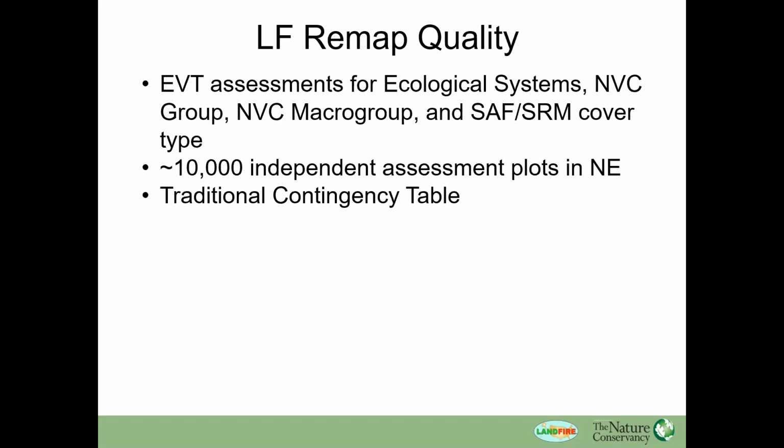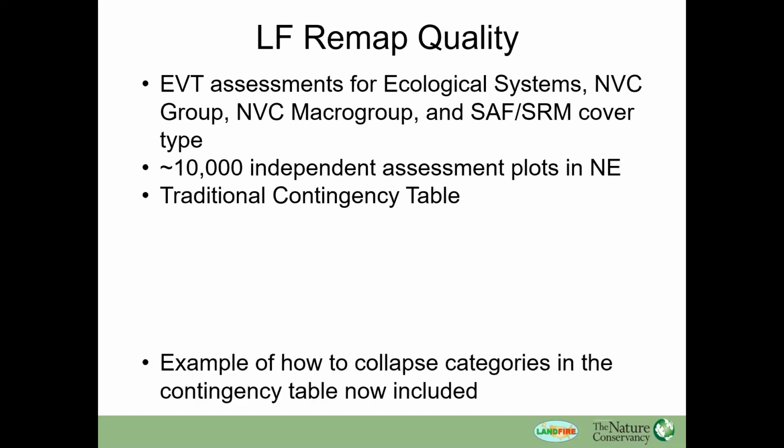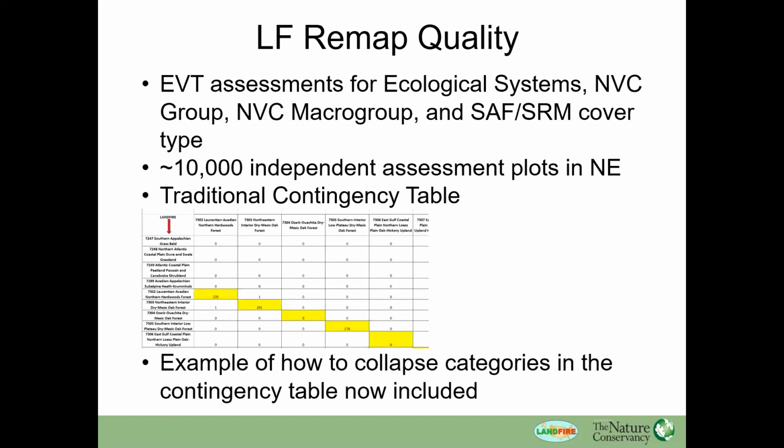We provide a traditional contingency table. We also provide an example of how to collapse categories in the contingency table. And I'll show you why that's important in a minute. But the traditional contingency table is just a cross tabulation at the withheld, those 10,000 assessment plot locations. What did the plot say it was versus what we said it was on the LANDFIRE product? So it's just a cross tabulation.